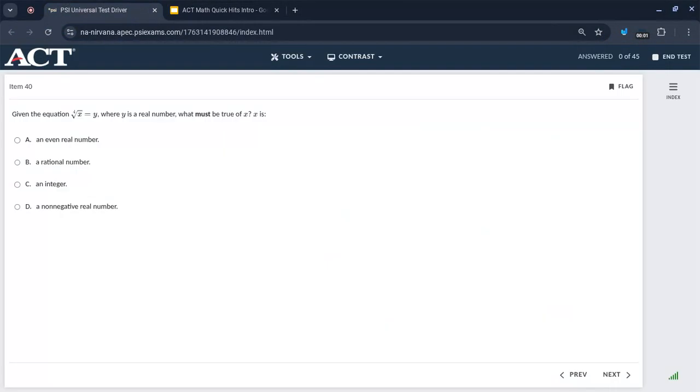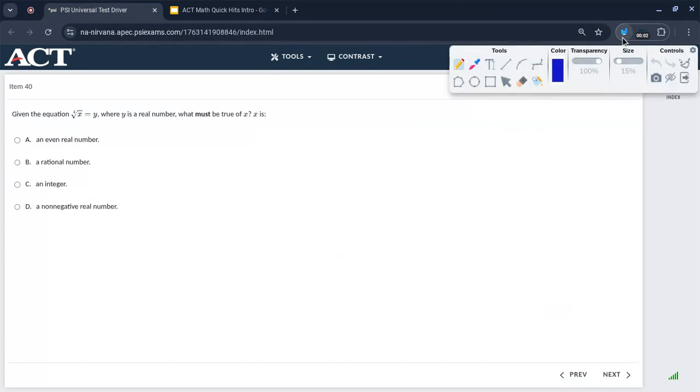All right, so this one's a little more theoretical. It says, given the equation, the fourth root of x equals y, where y is a real number, what must be true of x? These are always a little bit tricky just because they give so many variables and so many explanations. If we're taking the fourth root of some number, we're trying to figure out what number times itself 4 times gives us that value.